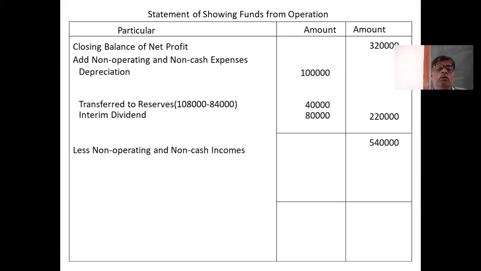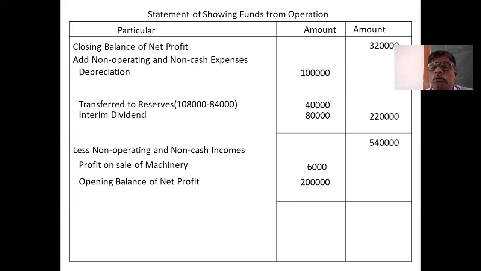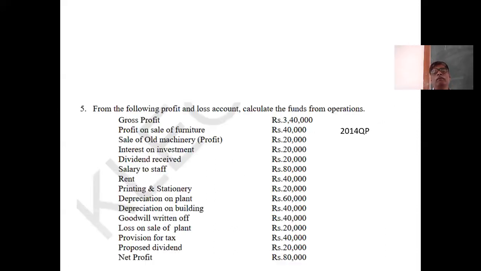Now 5,40,000 is the total. Then you take the non-operating and non-cash incomes. Here you have to take the profit on sale. Profit on sale of machinery 6,000. Okay, this is non-operating. And you take the opening balance of profit 2 lakh rupees. Then profit on sale is 6,000. Total 2,06,000. 2,06,000 you deduct. Balance is 3,34,000. 3,34,000 is called as fund from operation. Okay. Now you prepare the fund flow statement.